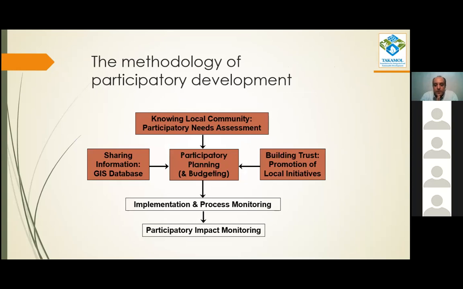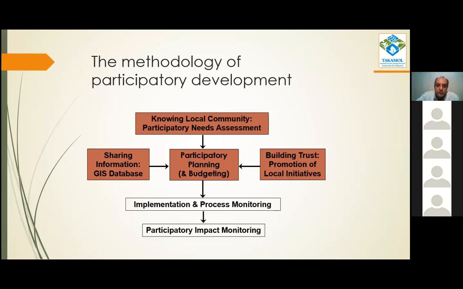Okay, how do we deal with the participatory development approach? First, we have to know the community. So we make the participatory needs assessment to know the issues and the problems of the community and make them their priorities in the area. Then we start to build trust between the local administration and the community and ourselves, of course, as facilitators, through supporting local initiatives and through other actions that build that trust with the community.